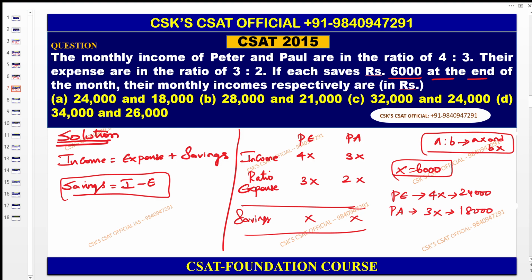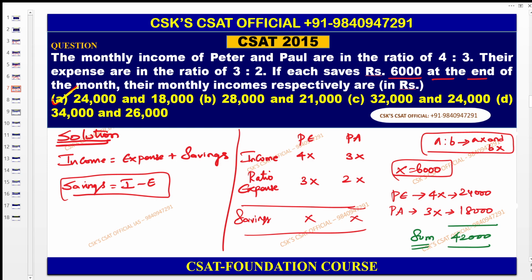Now just try to understand one thing: why we are always suggesting you go with the previous year question papers. That is very important. Now tell me the sum of these two. The sum of these two is equal to 42,000. So this is nothing but their sum.